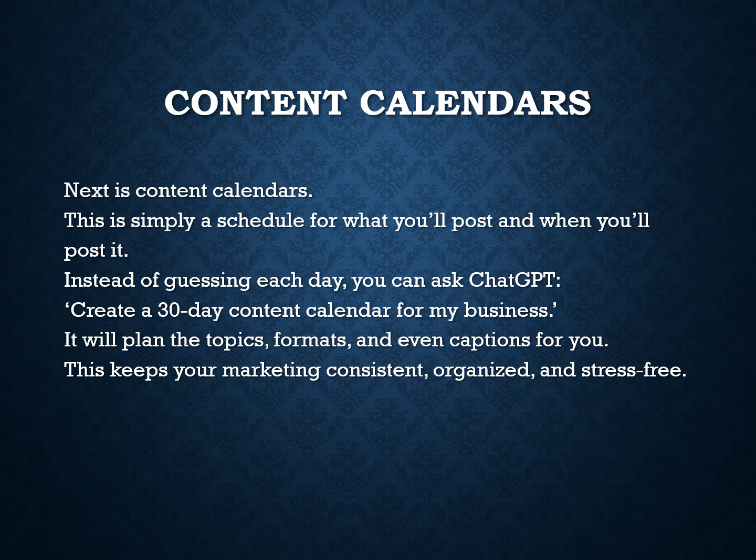Next is content calendars. This is simply a schedule for what you'll post and when you'll post it. Instead of guessing each day, you can ask ChatGPT, "Create a 30-day content calendar for my business." It will plan the topics, formats, and even captions for you. This keeps your marketing consistent, organized, and stress-free.